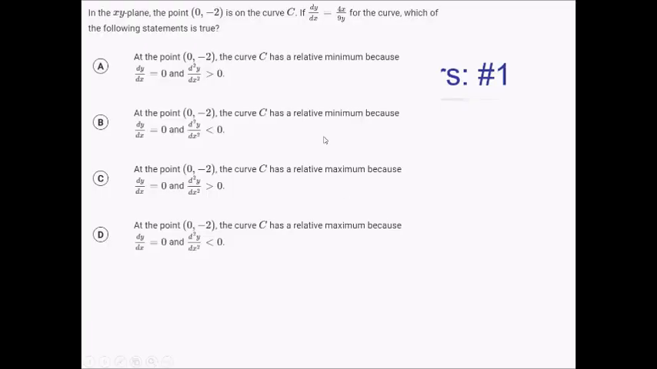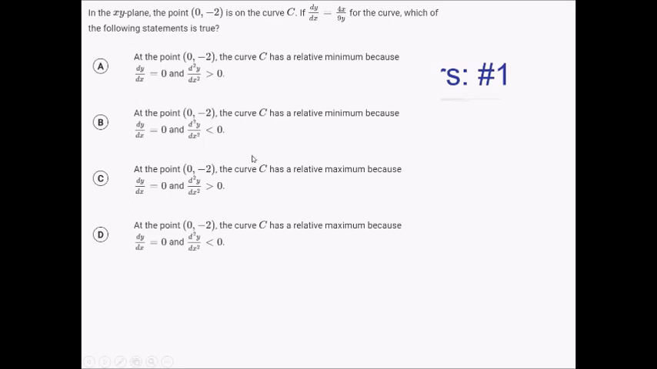For this problem, we're given the point (0, -2) on the curve C and also the first derivative, 4x over 9y. We want to know which of these statements is going to be true. So these are all talking about having relative mins or maxes and the reasons behind it. In all the reasons, they state that the first derivative is 0. So I think if we plug in 0 and -2 into this, we're going to get 0. And we do. 4 times 0 over 9 times -2 is going to be 0.